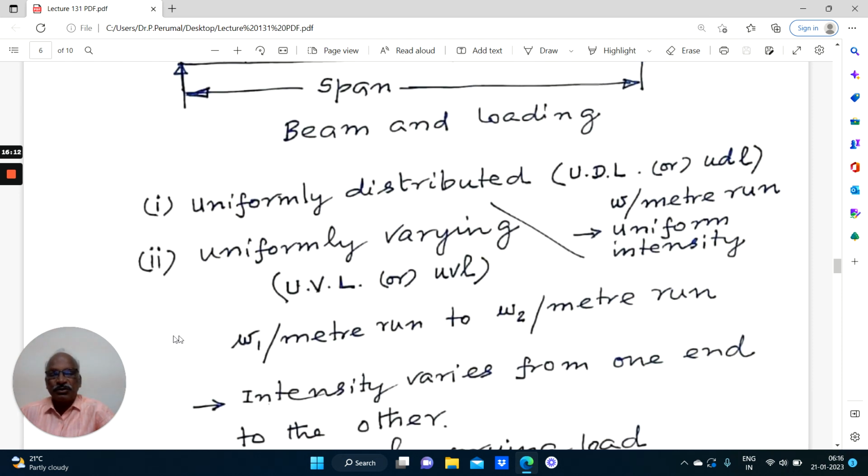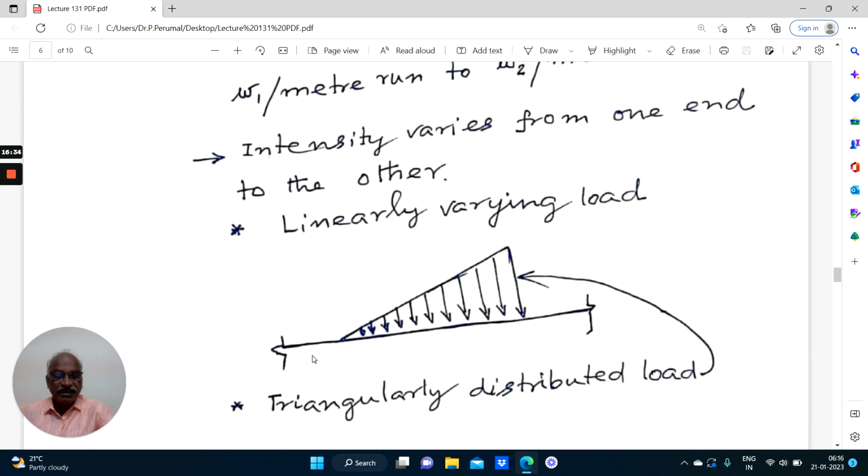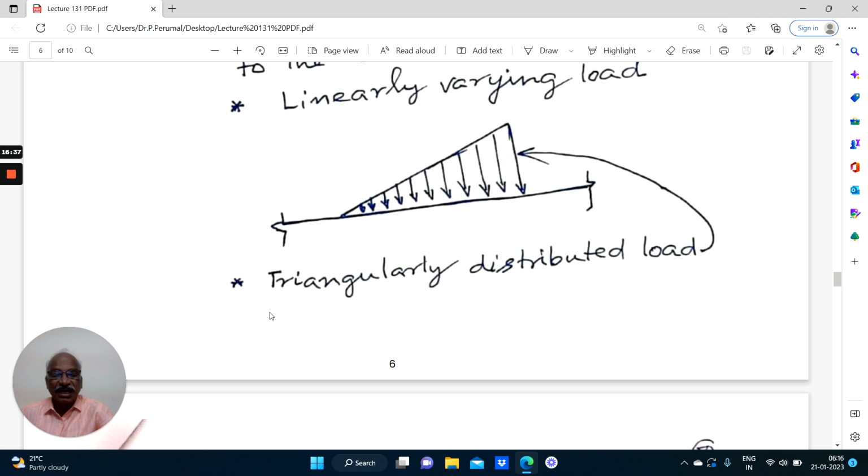Right. Now, the uniformly distributed load, as we just discussed, is represented as W per meter, of uniform intensity. The uniformly varying load, UVL, is W1 per meter to W2 per meter, where the intensity varies from one end to the other end. A linearly varying load, sometimes called a triangularly distributed load, is zero at one end and maximum at the other end. The ordinate here will be represented as so many kilonewton per meter.